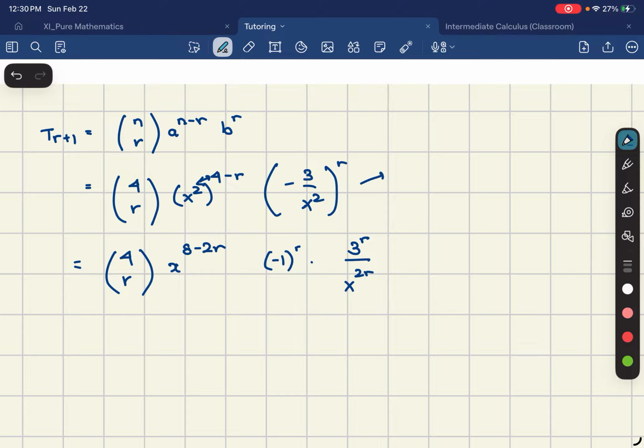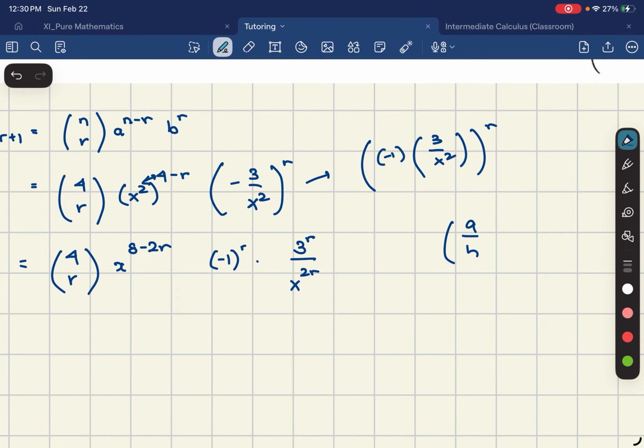So what do you do here? You take whatever you have inside the bracket as minus 1 times 3 over x squared, and then you're raising the whole thing to r. So that is equal to minus 1 individually to the power r, and then you have 3 over x squared to the power r. And 3 over x squared to the power r is 3 to the power r divided by x squared to the power r, which is x to the power 2r.